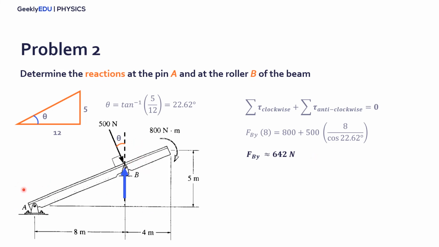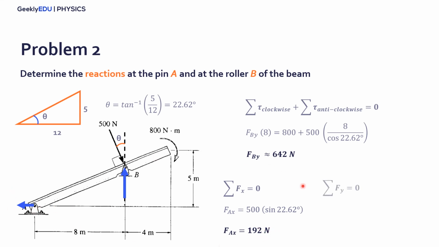Now let's go to the pin A and let's apply the force conditions. The sum of all the forces in the X direction must be 0. So FAX must be equal to the X component of this force here, that is 500 times the sine of the angle. This probably is pointing to the left because the only force acting is this one, and the X component is actually pointing to the right. So this FAX is 192 newtons.